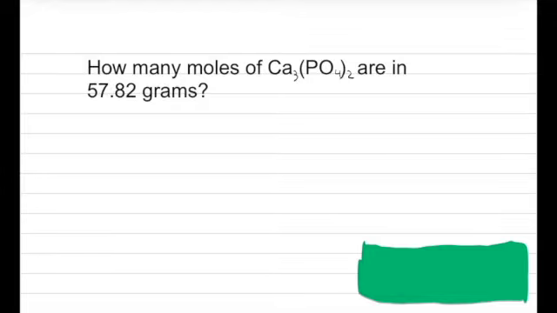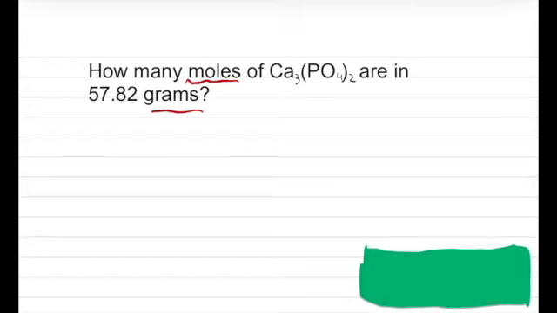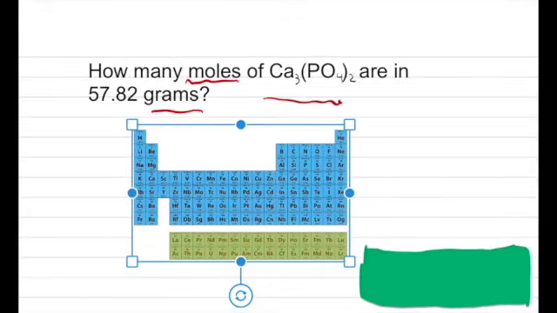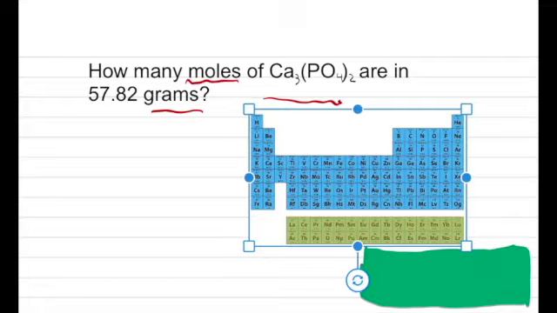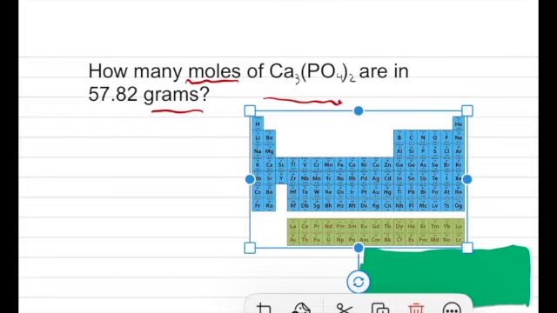Okay, the first question is how many moles of calcium phosphate are in 57.82 grams? Well, how do we know what formula to use? We have grams, which is mass, and we're trying to find moles. So that means we're going to use the first formula that we learned. First things first, we need to find the molar mass of calcium phosphate. How do we do that? Well, we obviously need a periodic table, and you should have that in any test in chemistry.